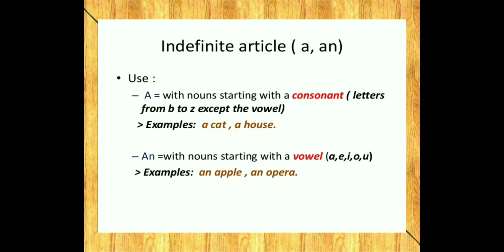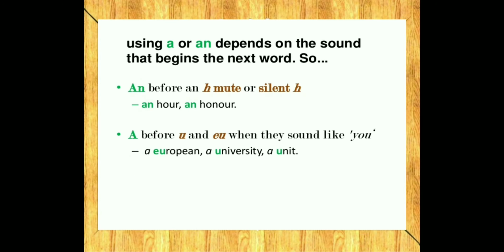An is used with the nouns which start with a vowel sound. For example, a, e, i, o, u. Or in Hindi, these sounds are a, e, o. For example, an apple. So here a is a vowel sound. An opera. O is a vowel sound. Using a or an depends on the sound that begins the next word.